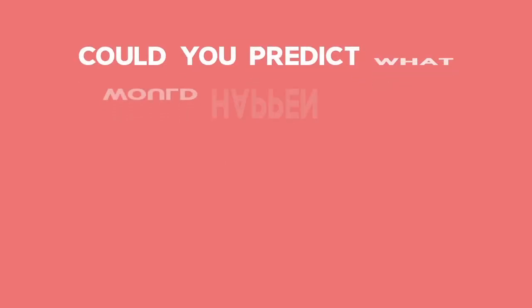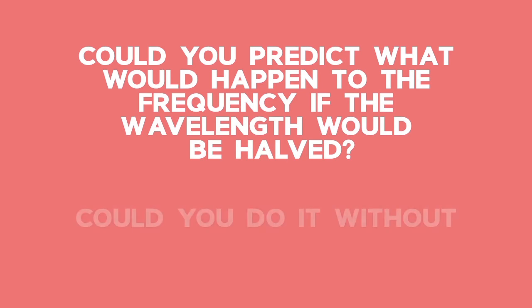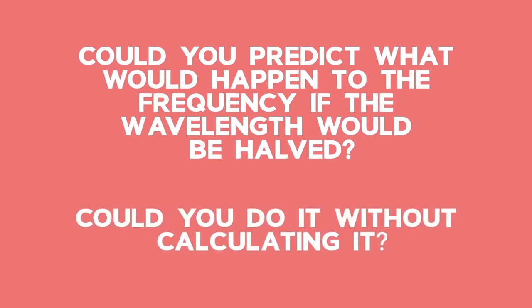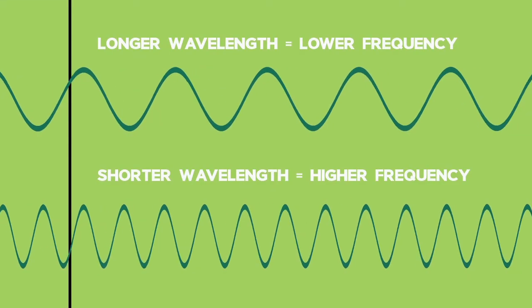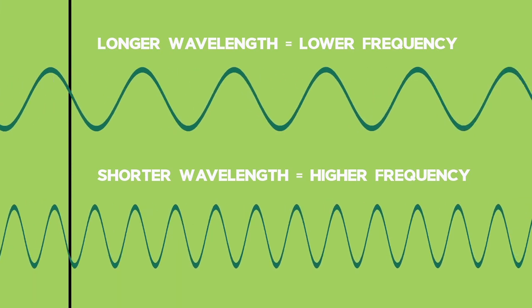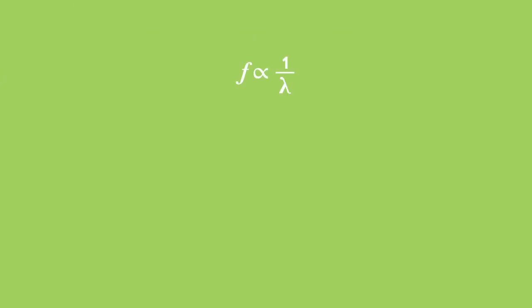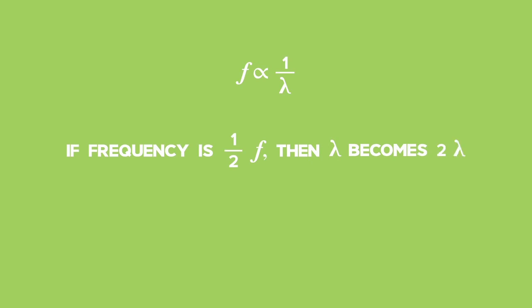Now, could you predict what would happen to the frequency if the wavelength would be halved? Could you do it without calculating it? If we see the relationship between wavelength and frequency, they are inverse. So, if I halve the wavelength, I double the frequency to 200 megahertz.